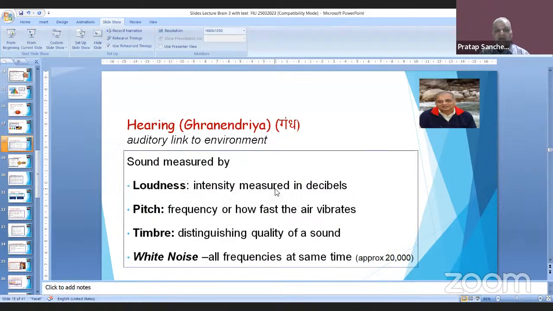Hearing. It's the auditory sense, our hearing, a link to the environment. And sound has three important qualities: loudness, pitch, and timbre. Timbre distinguishes the quality of a sound. That's why we say good music, bad music, good speech, bad speech. And white noise is all frequencies at the same time, approximately up to 20,000 hertz.